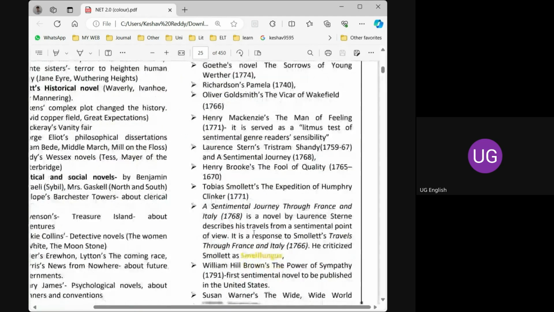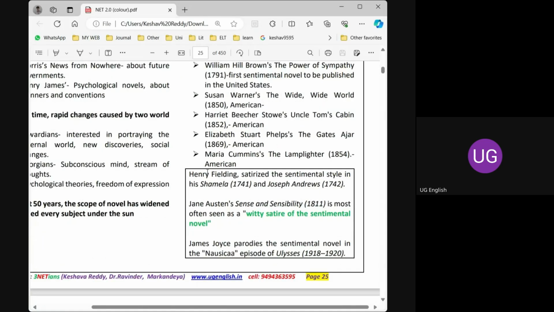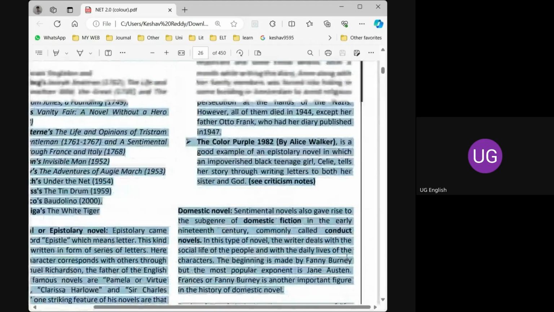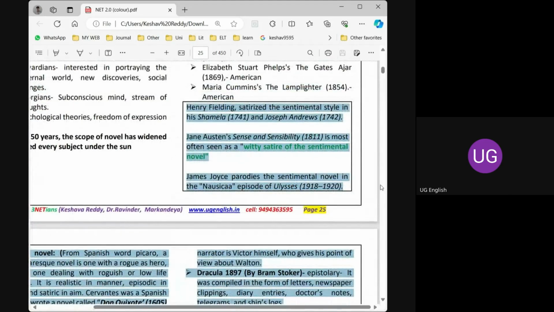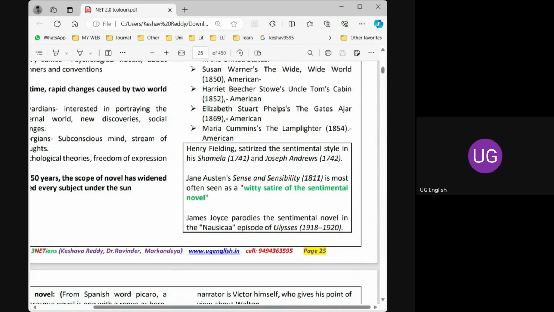And coming to the next, the critic responses on these novels, that is sentimental novels. One of the important novels by Henry Fielding is Shamela. Shamela is a novel by Henry Fielding. Just remember, there is a connection between Shamela and Pamela.